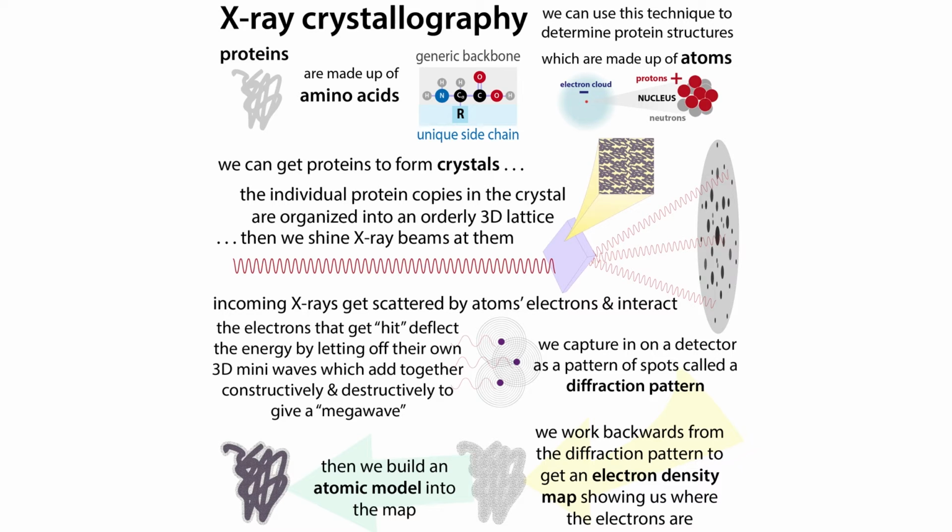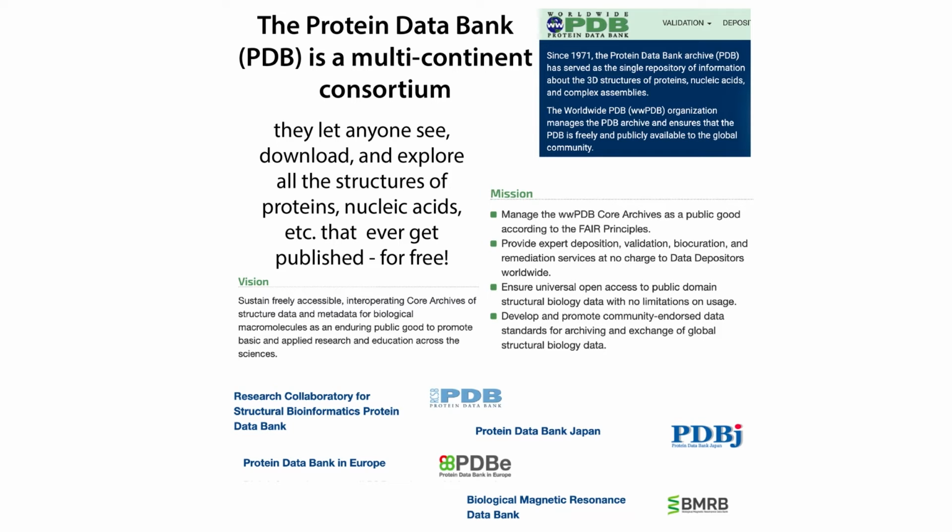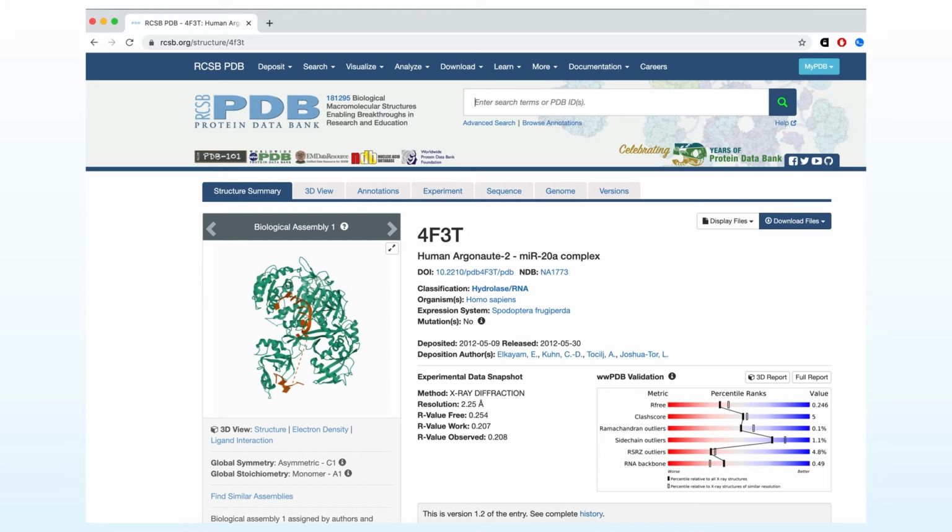So basically you have that mesh, and it's kind of like finding the center of the mesh, putting the structure into that mesh. I've talked more about crystallography in the past, but the key thing is that once they solve these structures, they deposit them in the Protein Data Bank. It's a multi-continent consortium, and all of these structures are freely available on the web, and they're given 4-letter codes. The first structure I'm going to show you is human Argonaute 2, bound to a microRNA called miR20, and this is the one that was solved by Elad in our lab in 2012.